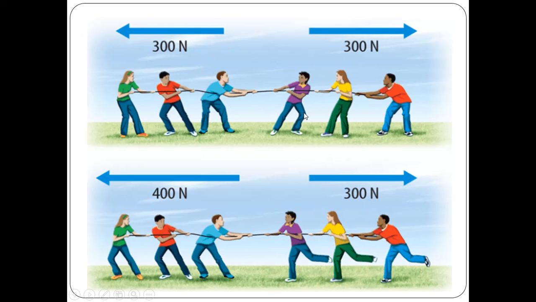Two teams are playing tug of war. You know what tug of war is. In the first picture you can see balanced force. Let's consider the first team as A and the second team as B. Both teams are applying an equal force, that is balanced force. So there is no net effective force and no change in the motion of the object. Here, 300 Newton of force is applied by team A, and the same way 300 Newton of force is applied by team B also. That is balanced force, so there is no change in the motion of the object.